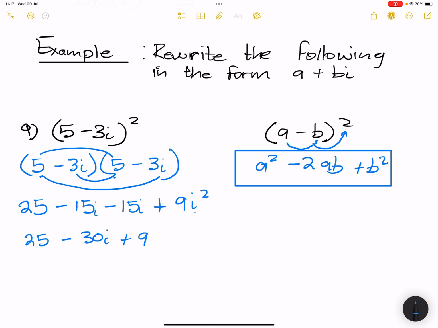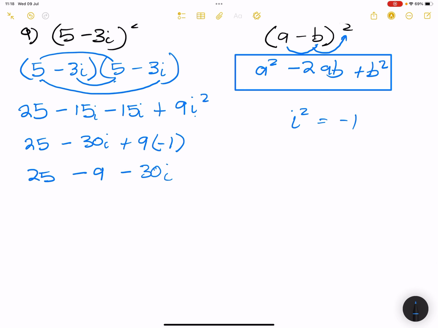Now remember, I squared, we know that I squared is equal to negative 1. So that's going to be negative 1. And so that's going to be 25 minus 9 minus 30i. Right, and 25 minus 9 gives us 16. That's minus 30i. I want you to note in this case, what do we have?